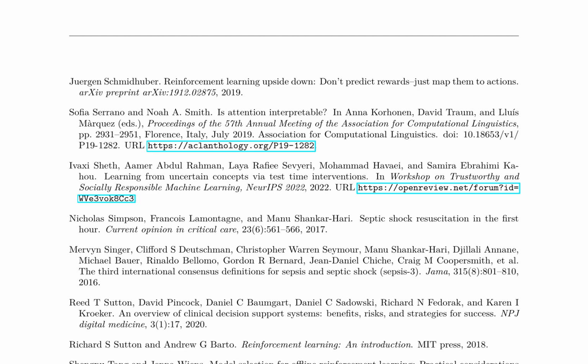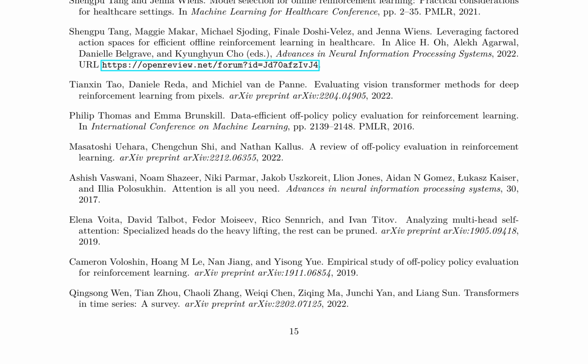Reinforcement learning has numerous applications in healthcare, including septic shock resuscitation, as researched by Nicholas Simpson et al., and consensus definitions for sepsis and septic shock, as defined by Mervyn Singer et al. Clinical decision support systems, as overviewed by Reed T. Sutton et al., offer benefits, risks, and strategies for success. Factored action spaces in offline reinforcement learning, as demonstrated by Shengpu Tang et al., and vision transformer methods for deep reinforcement learning from pixels, as evaluated by Tianxin Dao et al., are also crucial.